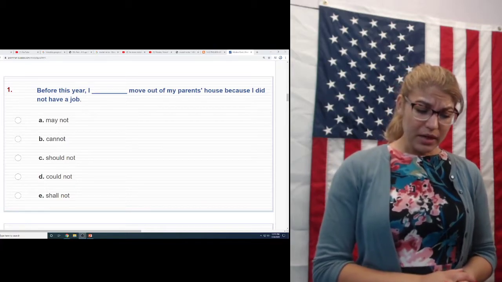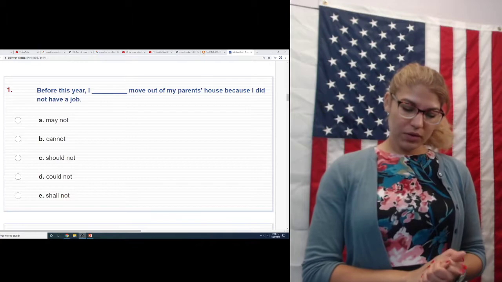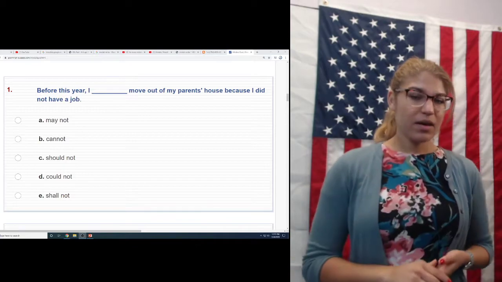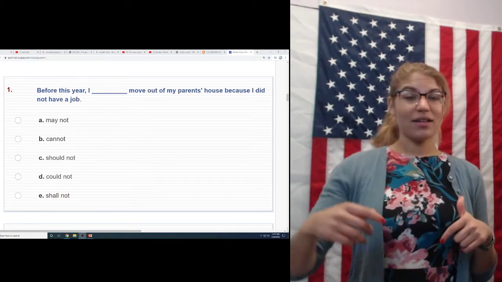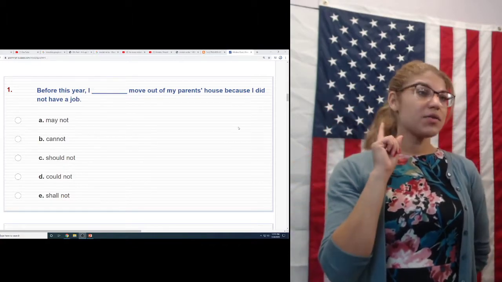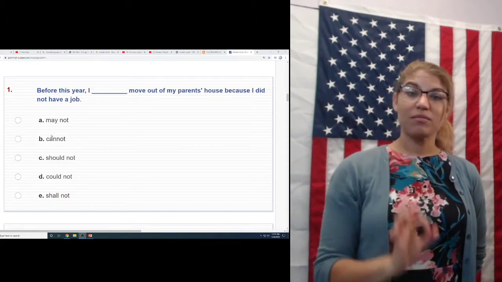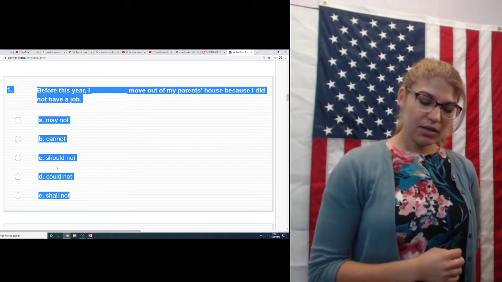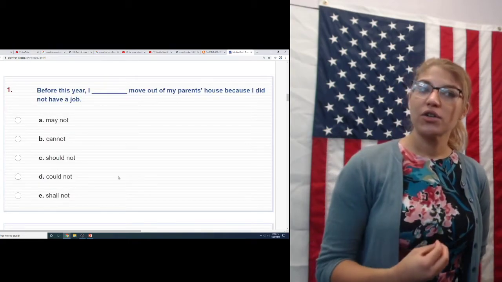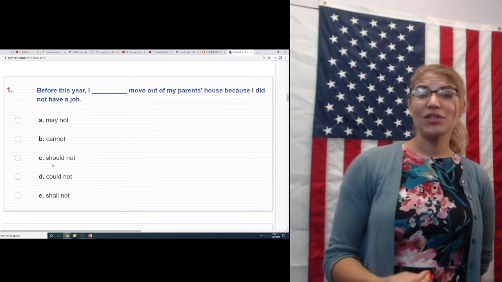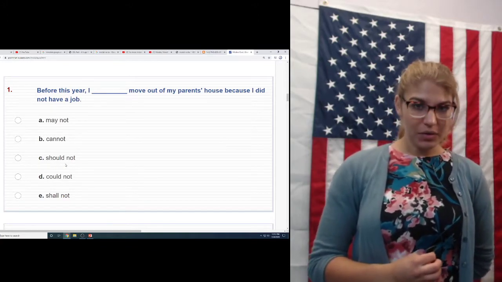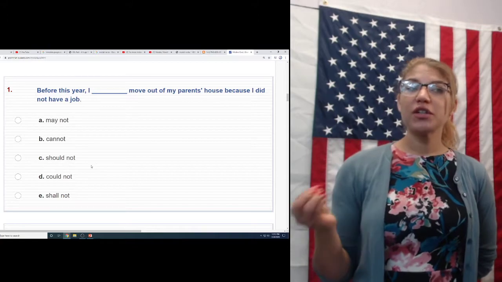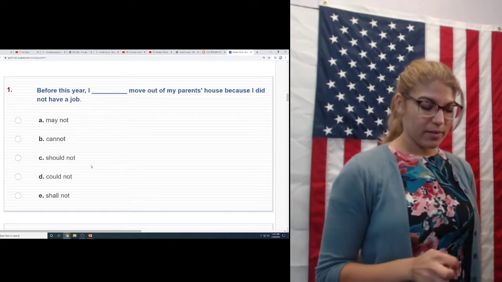Well, we will not use the word may or cannot, so A and B are not possible. Why? Because they are talking about the present and not about the past. So we will not use option A, nor will we use option B, because they're both in the present. Should not is talking about a good idea or advice or counsel for a person. So we will not use the word should not because it's like "no debería".